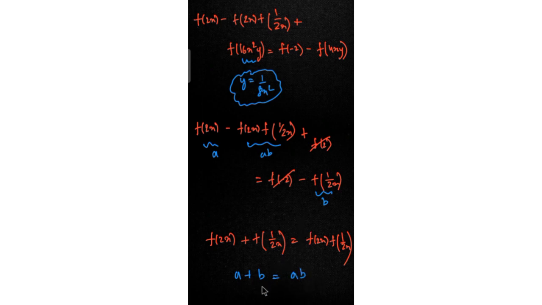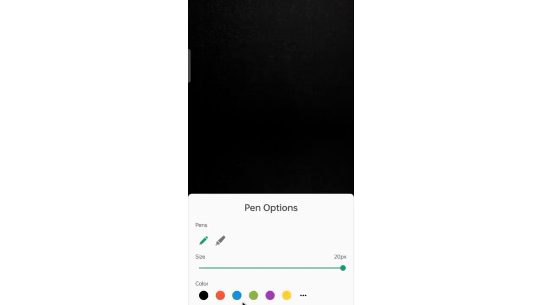Now if a functional equation is in this pattern, that is a plus b is equal to ab, then it means that f of x should be 1 plus or minus x power n. Fine. So how did I get this? I'll explain that with the proof. First of all, the equation that we have is f of 2x plus f of 1 by 2x is equal to f of 2x into f of 1 by 2x. Fine.